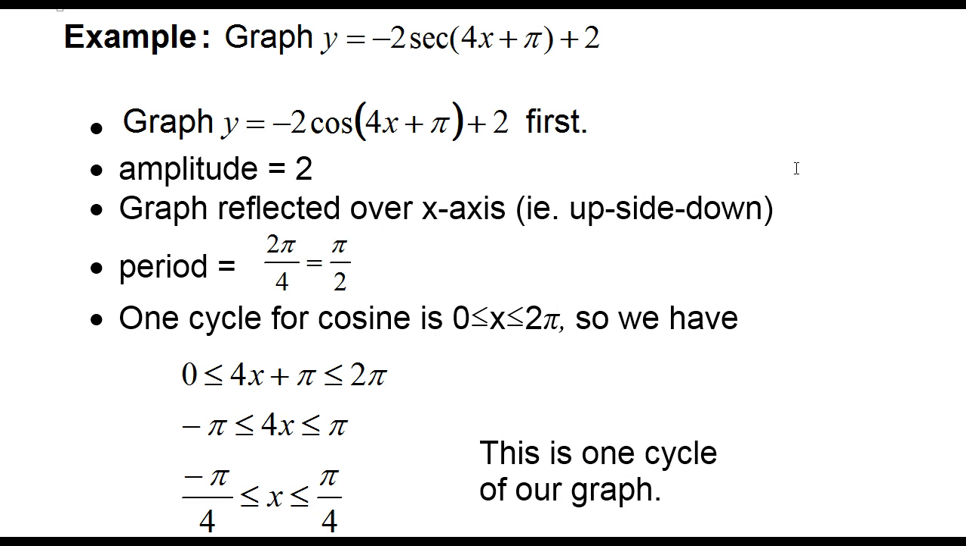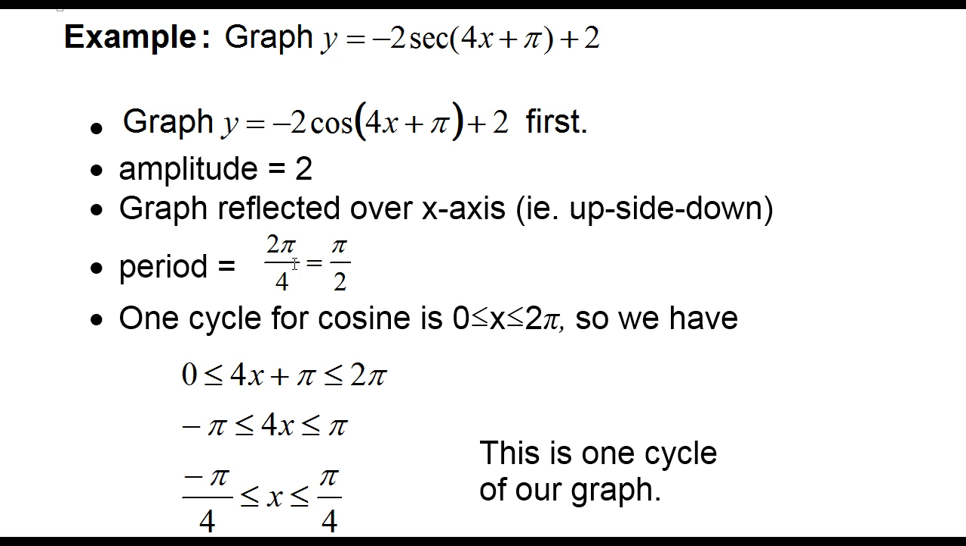Okay, I'm going to show you one example that puts everything together for the reciprocal functions. If I'm asked to graph y equals negative 2 secant (4x plus pi) plus 2, what I'm going to do first is graph the corresponding cosine function. So to do this, when I look at this, I notice that I've got a negative 2, which tells me a couple things. It tells me the amplitude is 2, and it also tells me that the graph is going to be reflected over the x-axis, which means, in essence, upside down.